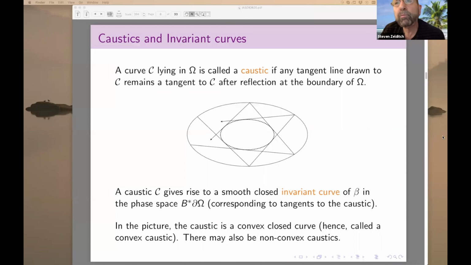Caustics correspond to certain things for the billiard map. The caustic lies inside the domain, which we call physical space or configuration space. The billiard map is a map on phase space, like the cotangent space. A caustic gives rise to a smooth, closed, and invariant curve of the billiard map. Namely, you just look at the tangent lines to the caustic, and that set of tangent lines forms a Lagrangian manifold in the actual phase space, the cotangent bundle of the domain. So caustics correspond to invariant curves.